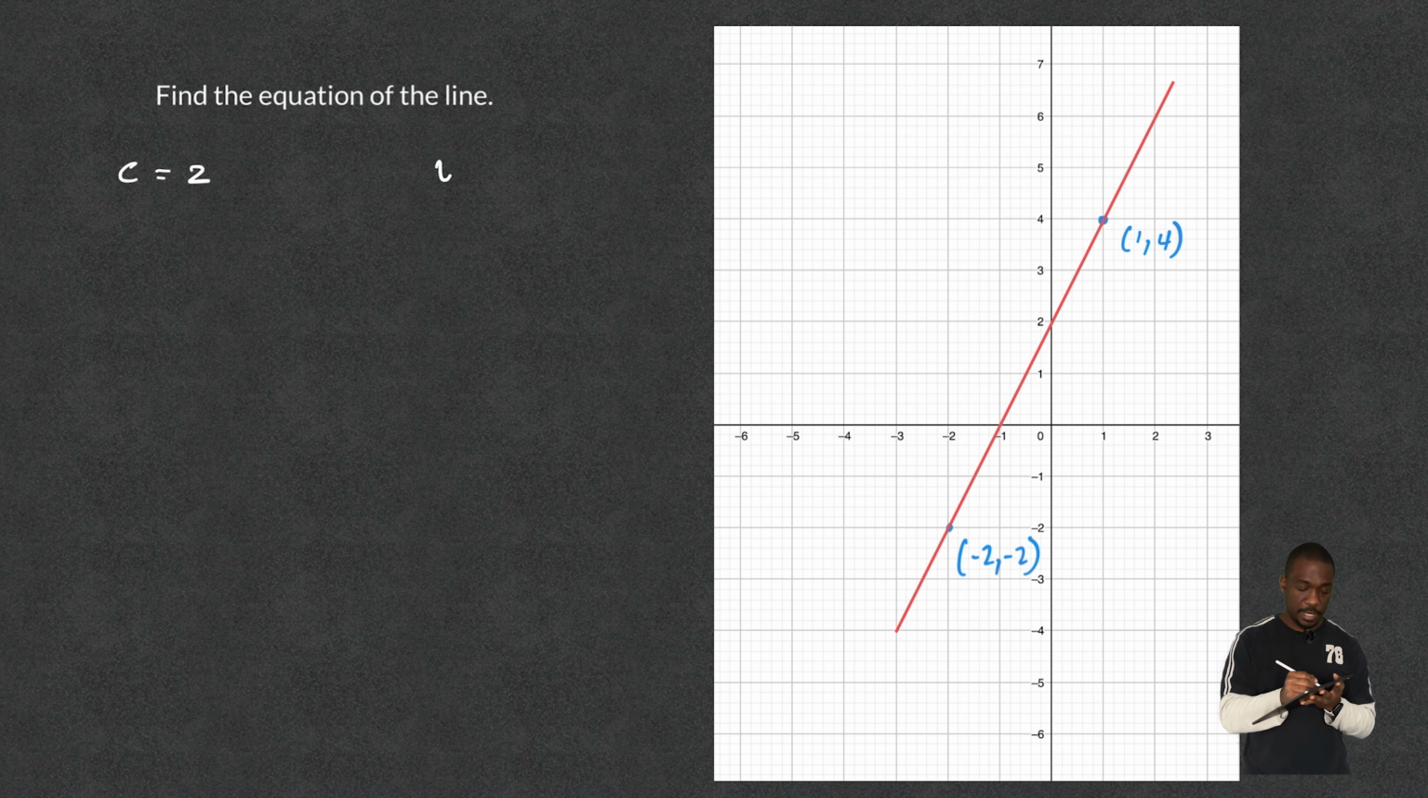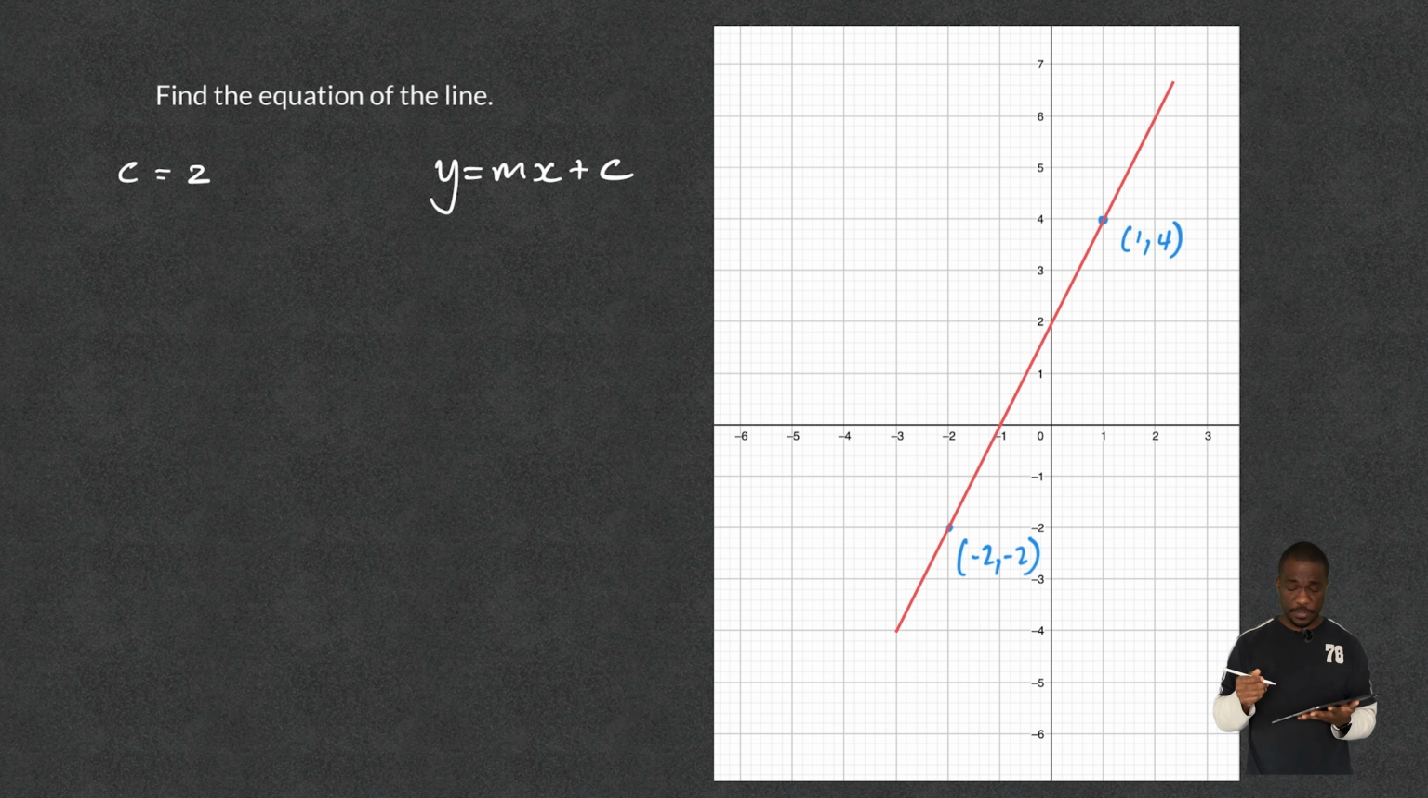I probably should write the equation of my line, y equals mx plus c, like that. So I already know c is equal to 2. Now I need the gradient. I'm going to show you two ways to find the gradient in this video, but in my next video, I'm going to show you another way to find the gradient using a gradient formula.